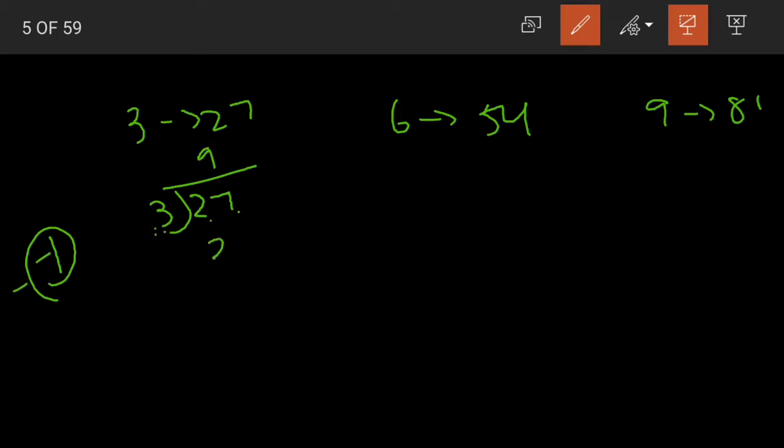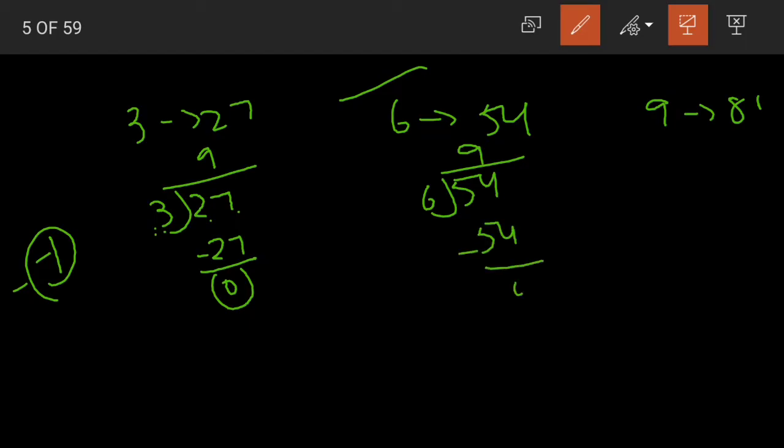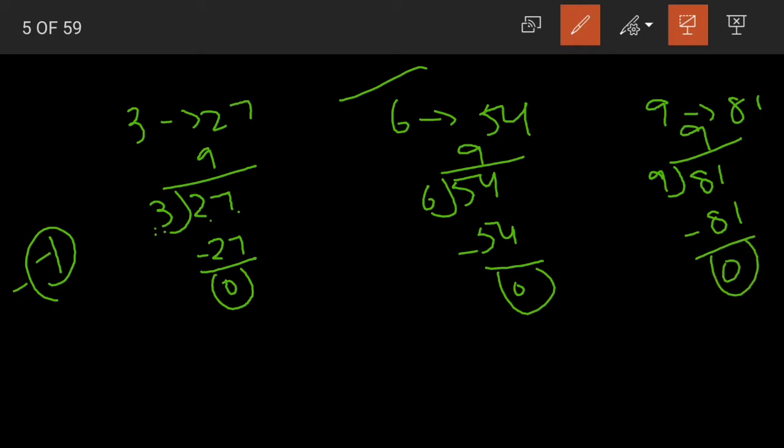We know that 3 nines are 27. When we subtract, 0 is our remainder. Even if you look at this, 54 divided by 6, 6 nines are 54. When we subtract, again 0 is our remainder. And again 81 divided by 9, 9 nines are 81. When we subtract, 0 is our remainder.